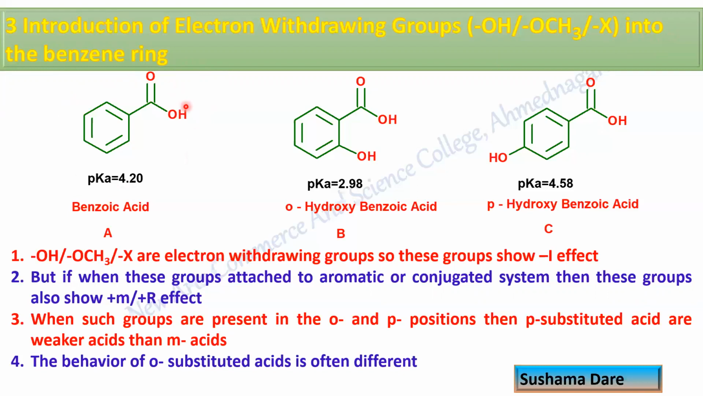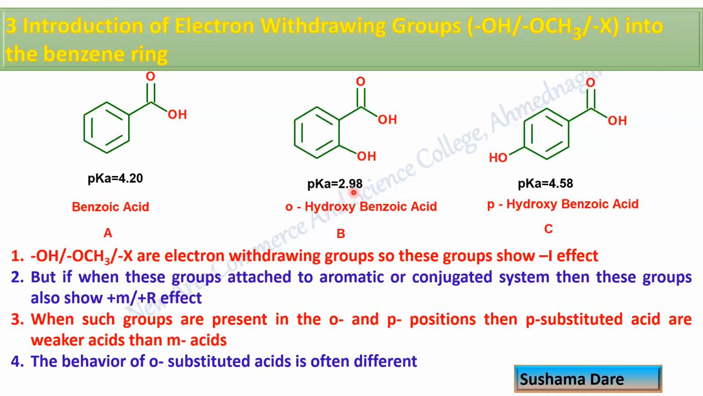So the first compound, that is A, benzoic acid. In the second compound, there is a hydroxy group at ortho position, and at para position again it's a para-hydroxybenzoic acid, and ortho-hydroxybenzoic acid. Now whenever a hydroxy group is present in the aromatic carboxylic acid, look at the pK value. Benzoic acid pK value is 4.20. Ortho-hydroxybenzoic acid pK is 2.98.